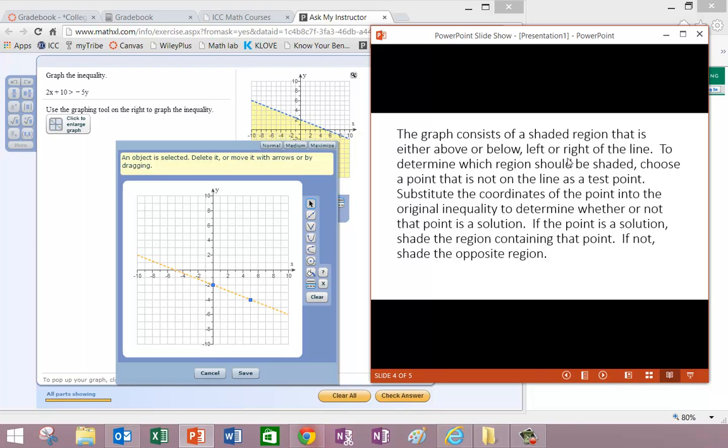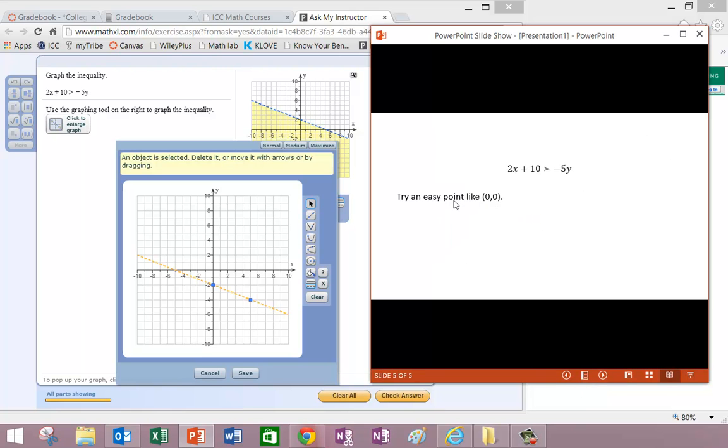The graph consists of a shaded region that is either above or below, left or right of that line. To determine which region we should shade, choose a point that's not on the line as your test point. Substitute the coordinates of that point into your original inequality and determine whether or not the point is a solution. If the point is a solution, shade the region containing that point. If not, shade the opposite.